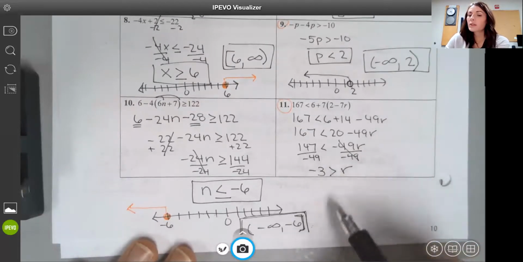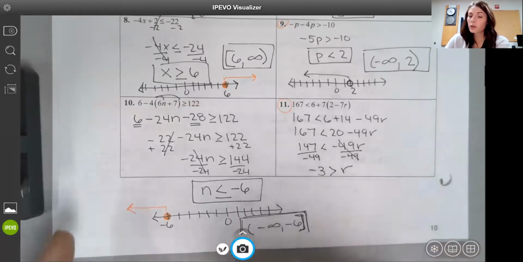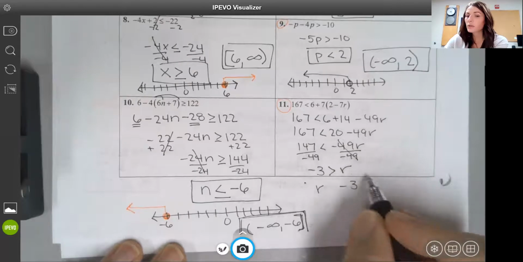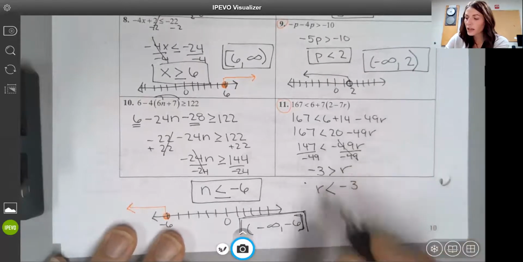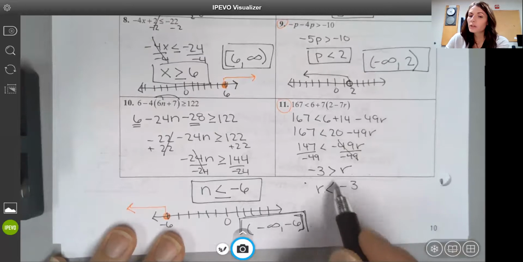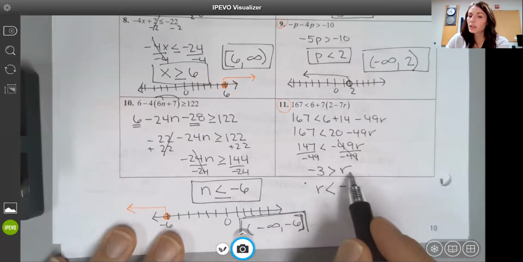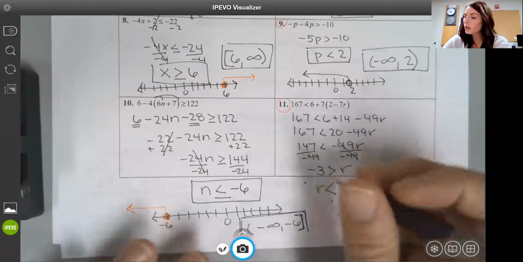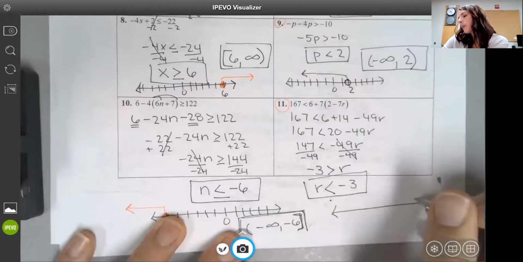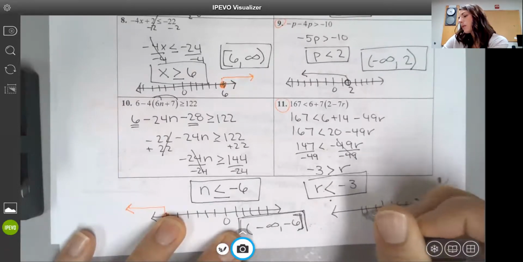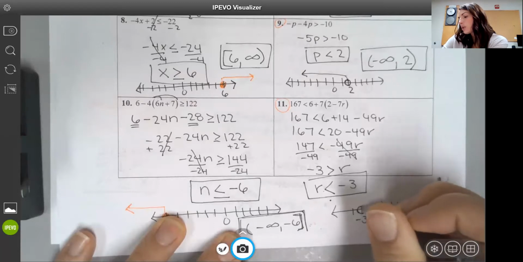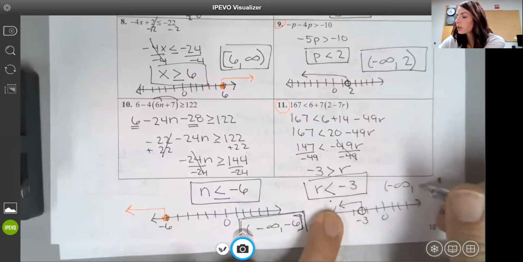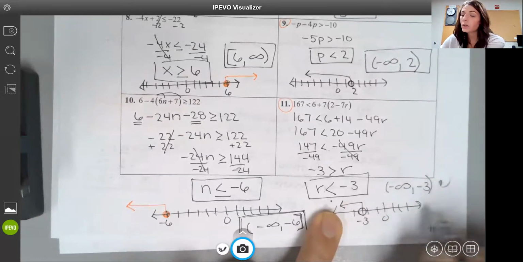Okay, but on this one, my variable is on the right-hand side, and I want my variable on the left-hand side. So I'm going to rewrite this, and I'm going to flip-flop my sides. And if I flip-flop my sides, I need to flip my sign so that it still reads the same way. So notice again, my inequality is pointing towards R here. It still needs to point towards R. So we did like a flip and then a flip again. So on my graph, negative 3, open circle, going less than, interval notation would be from negative infinity to negative 3, not including negative 3.